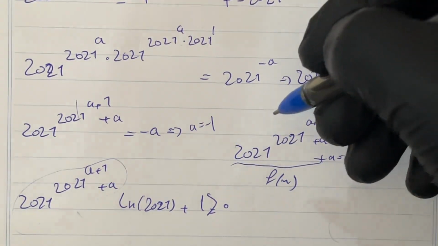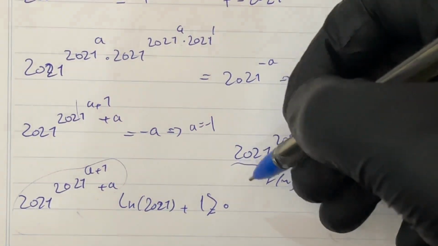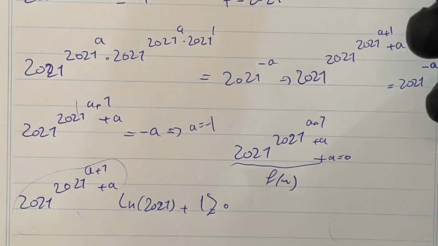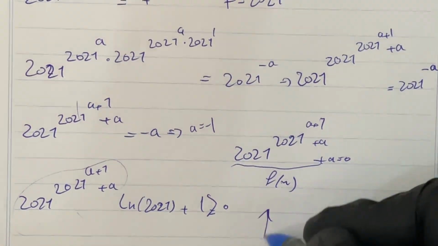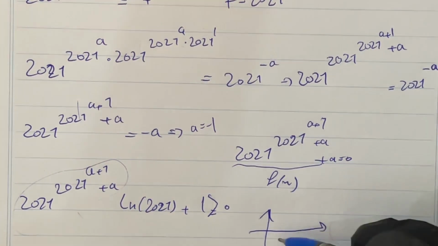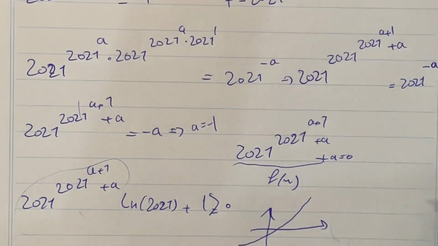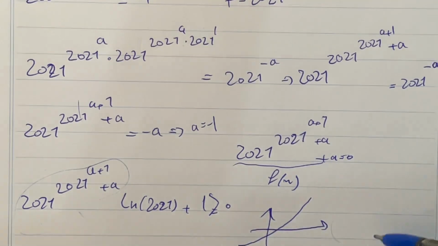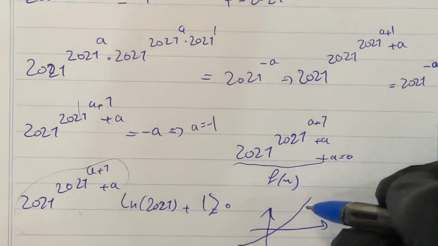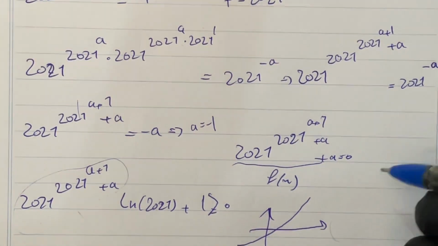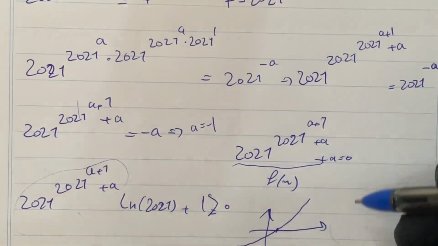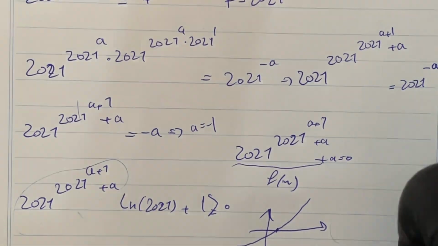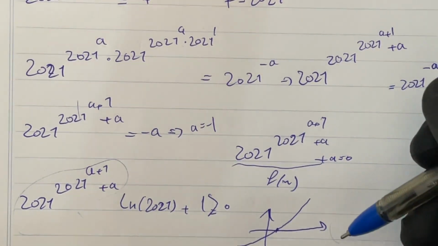It is always positive, and when the derivative is always positive, it means the function is continuously increasing, and the function will look something like this. I mean that this is always increasing. So if it's always increasing, we just have one root here. So yeah, that was it.